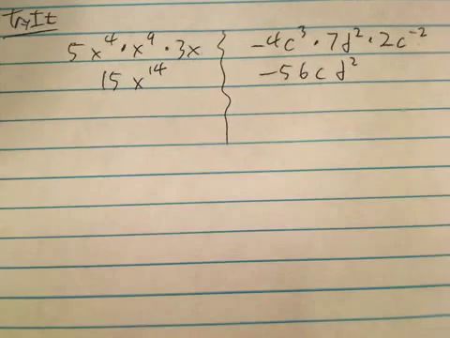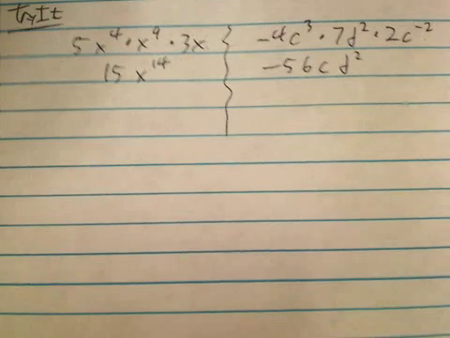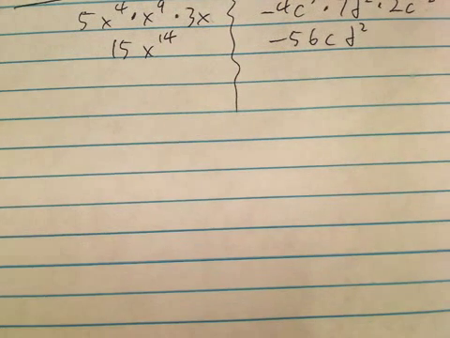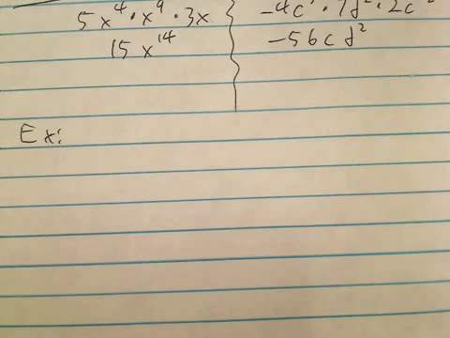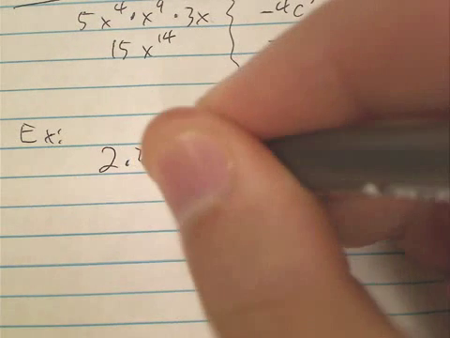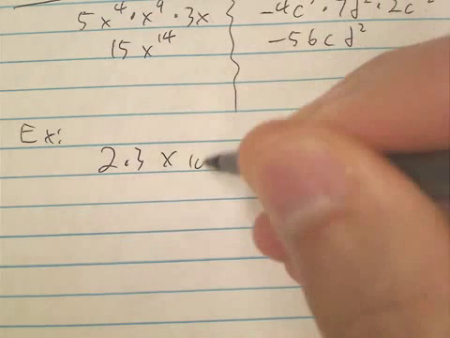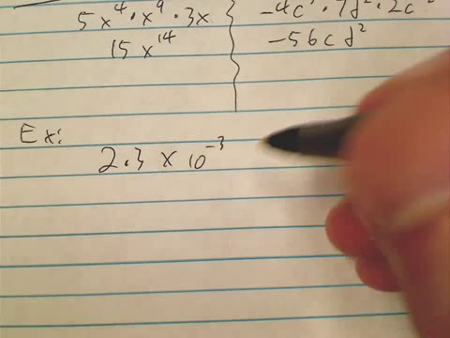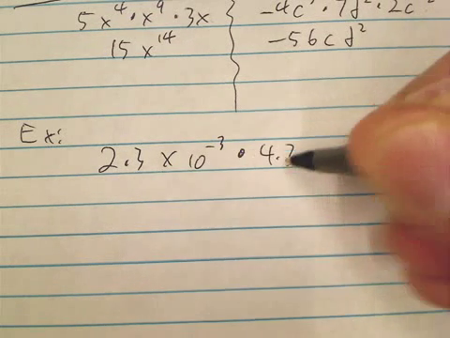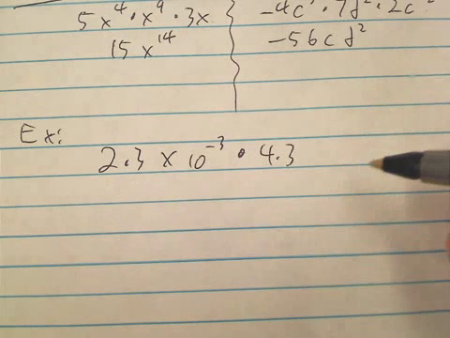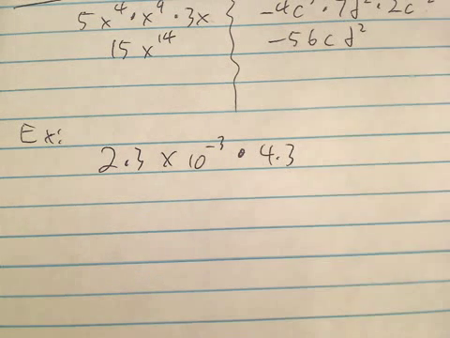Okay. One more thing I want to talk about. I'm not even going to do a try it because it's basically these same ideas. We could also use numbers in scientific notation. So just a quick example of scientific notation. So 2.3 times 10 to the negative 3 times 4.3 times 10 to the 10th.